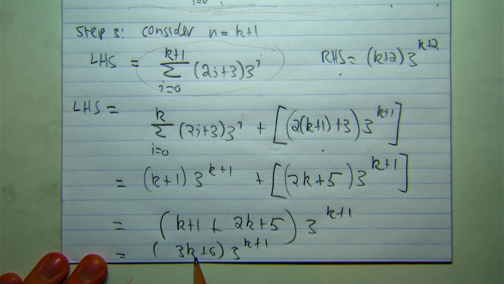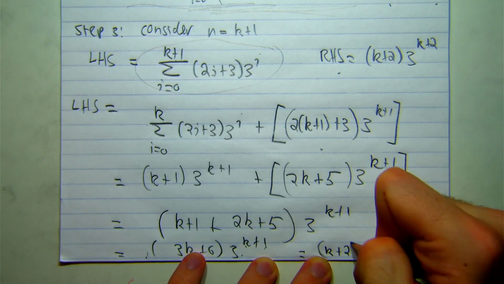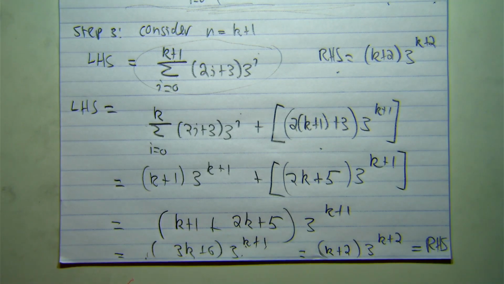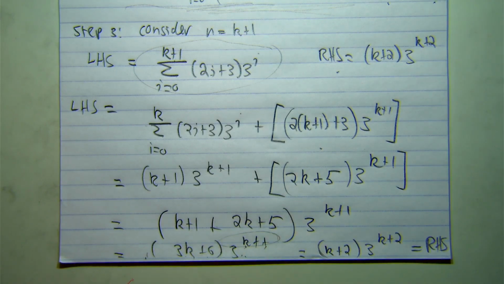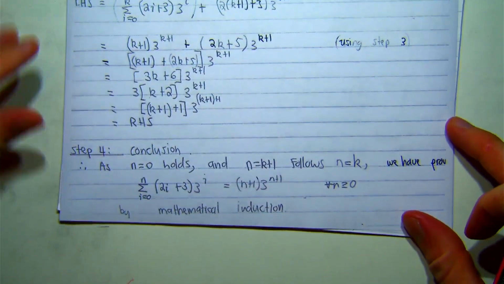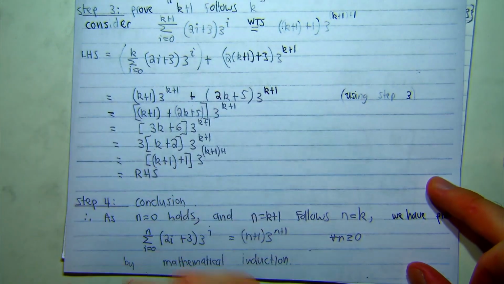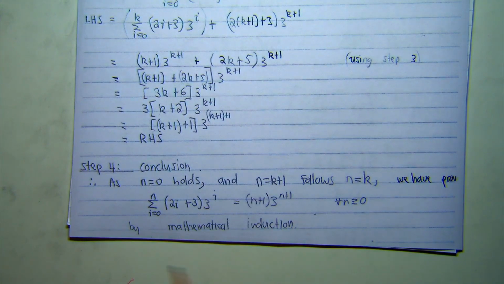And then perfect, we can factor out the 3 and we get k plus 2, and then plug the 3 into this to give us 3 to the k plus 2. So that is equal to k plus 2 times 3 to the k plus 2, which is the right-hand side. So factoring out the 3 here and putting it into this index is fine. Okay, so I'll just scroll to the pretty version here. Going down, we get left-hand side equal to the right-hand side, and thus we prove that k plus 1 follows k. And we can conclude our whole proof by induction using that statement.